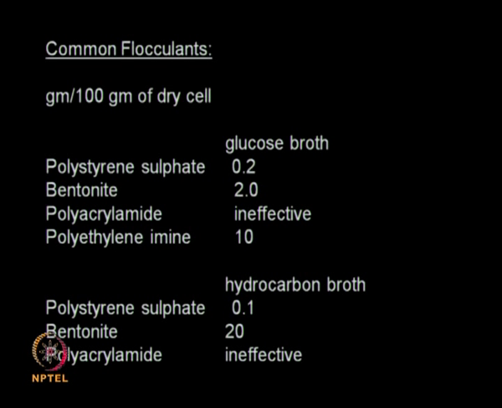So the common flocculants that are used, and there are a large number of flocculants, I am going to tell you the common ones, and it also depends upon the type of broth. So suppose you have a glucose based broth, we may use salts like polystyrene sulfate, bentonite. Bentonite is a clay, polyacrylamide, this is a polymeric material, polyethyleneamine and so on. This one tells you how much is the quantity of these flocculants used per 100 grams of dry cell. If it is a hydrocarbon based broth, then again you can use polystyrene sulfate or bentonite or polyacrylamide, but then you see that the polystyrene sulfate quantity changes depending upon the type of broth, and bentonite quantity changes depending upon the type of broth, and here polyacrylamide is not very effective whether it is a glucose broth or a hydrocarbon broth.